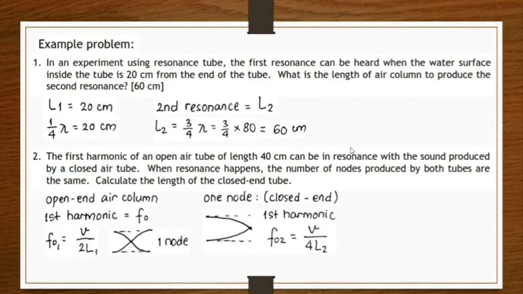So if they are in resonance, that means that the frequencies are the same. So we have v over 2L1 equals v over 4L2. v, of course, will be the same because this is the speed of sound in air. So we can find 2 times L1, which is 40 centimeters, equals 4 times L2. Then L2 is equal to 20 centimeters.